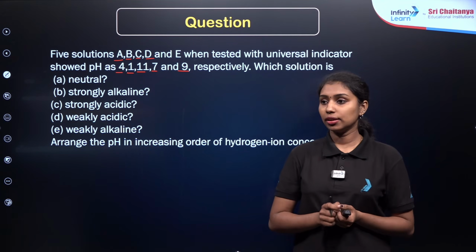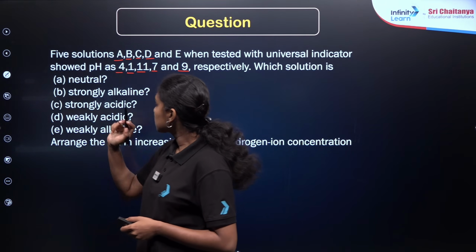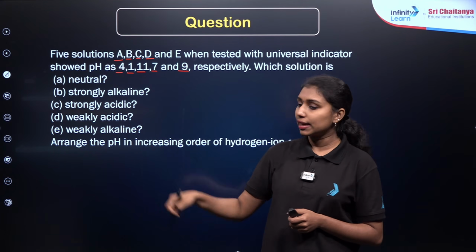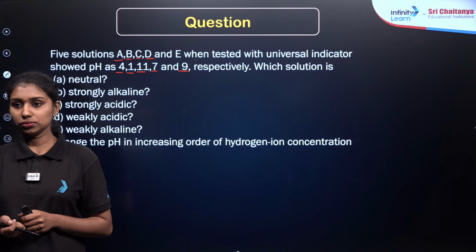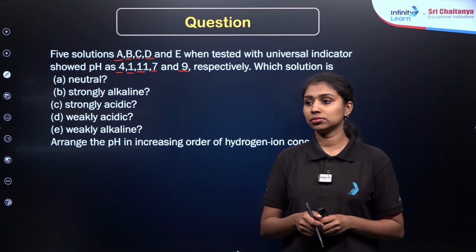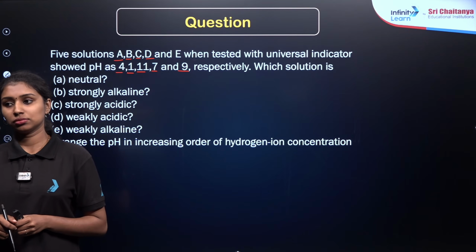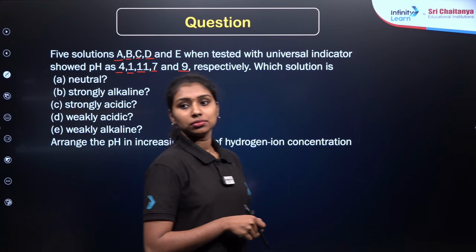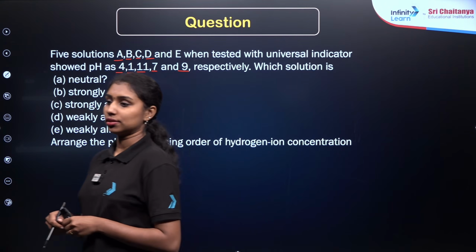Read the question carefully. Five different solutions with different pH are given here. You need to identify which one is the neutral solution, which one is strongly alkaline, weakly alkaline, strongly acidic and weakly acidic. How can we predict this depending upon the pH value? So what will be the answer for this question?